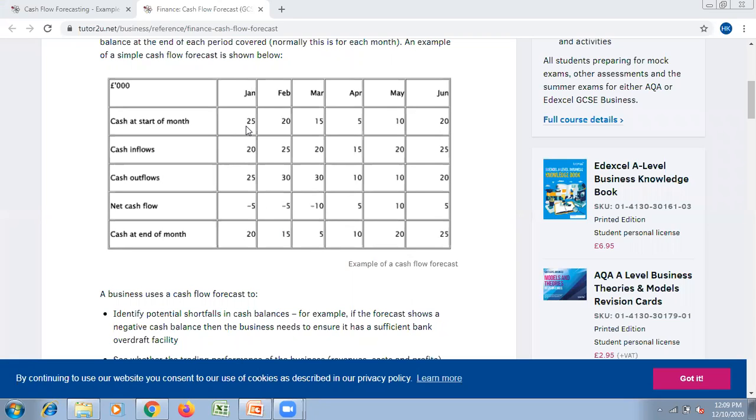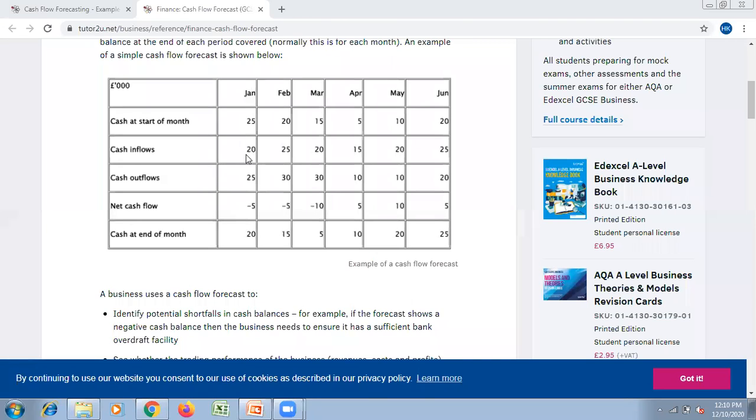So in the previous month, obviously, there was some cash left. That is what we call closing cash balance. Cash which is left at the end of the month, we call it closing cash balance. So that becomes the opening cash balance of the next month. So in January, the opening cash balance is 25, which means that in December, the closing cash balance was 25.